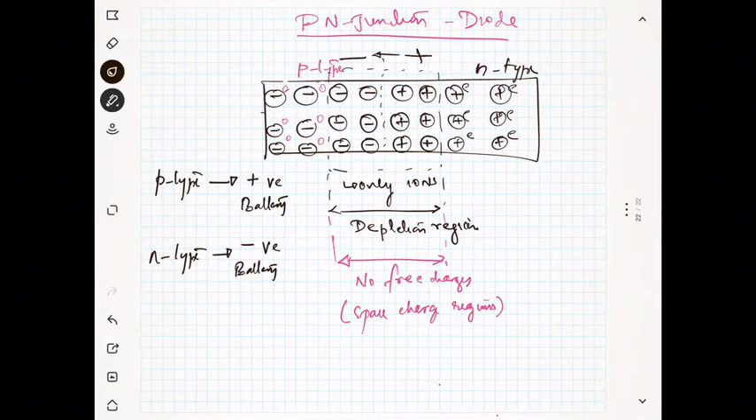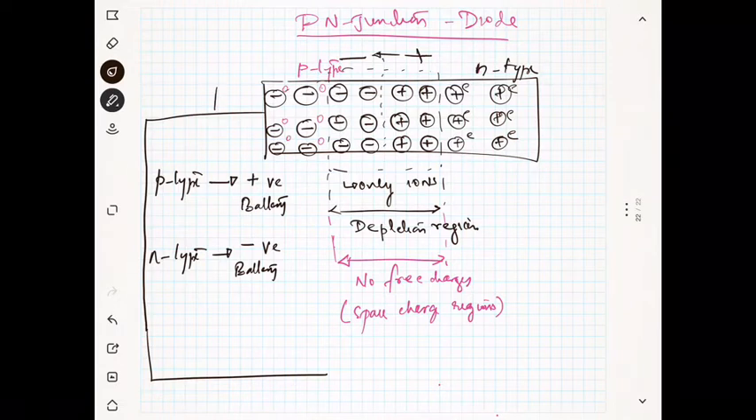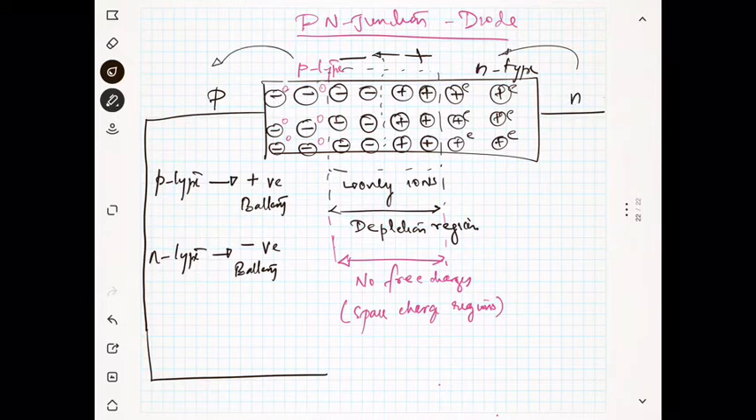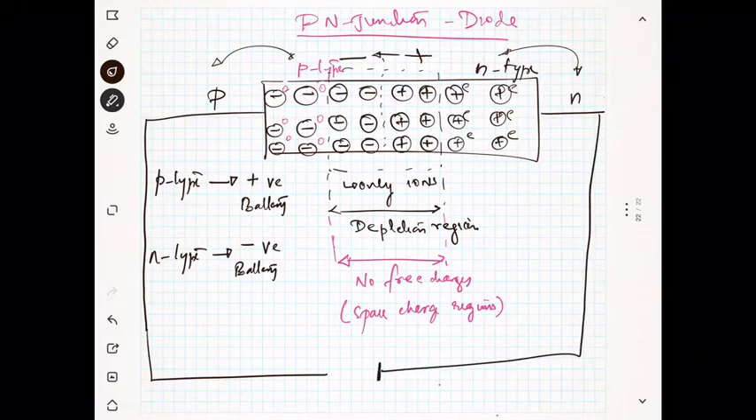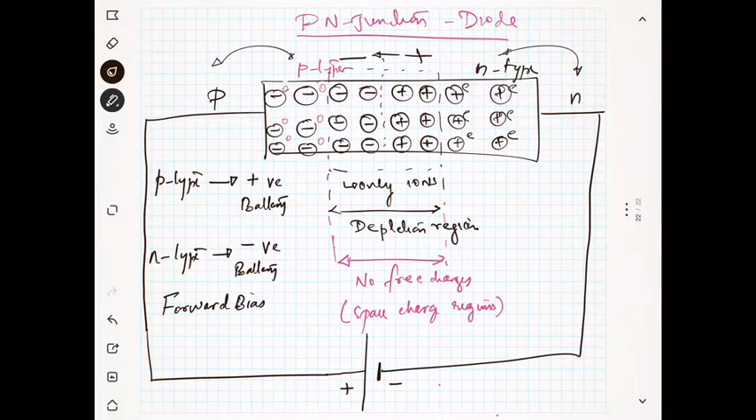So what will happen when I connect it? This is the p region and this is the n region. At the n region I will connect the negative of the battery, and the p region I will connect to the positive of the battery. So this is negative and this is positive. If I connect like this, I will call it forward bias. So this is the forward bias.